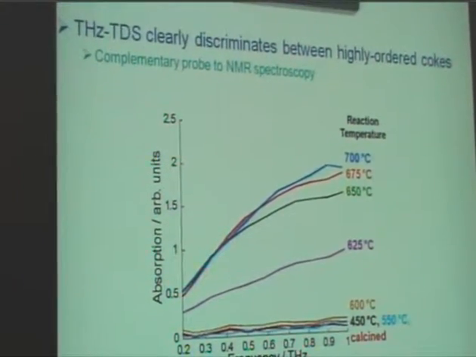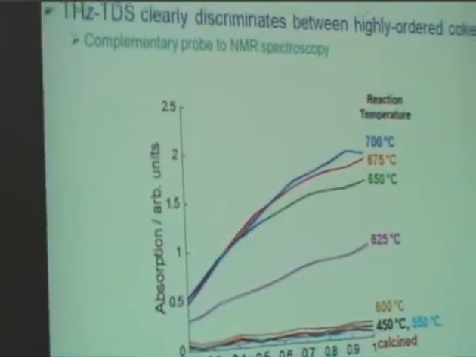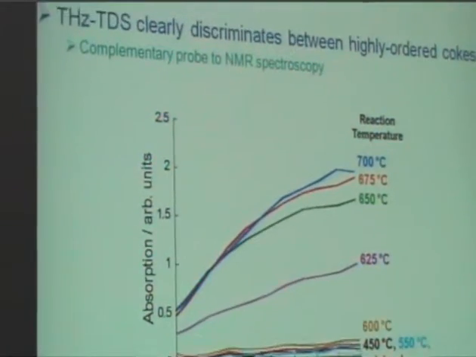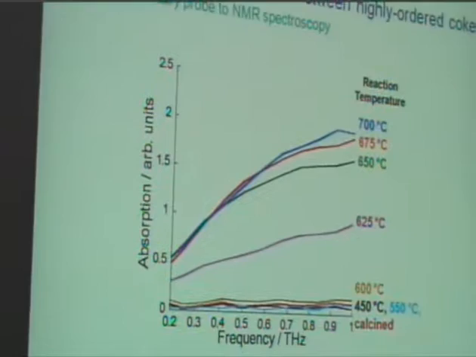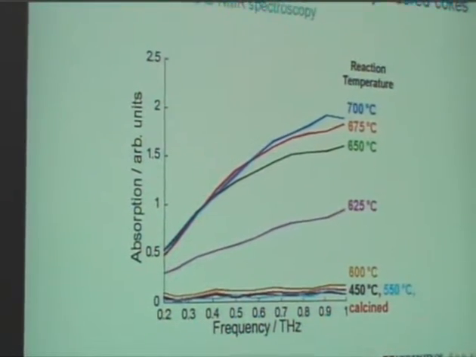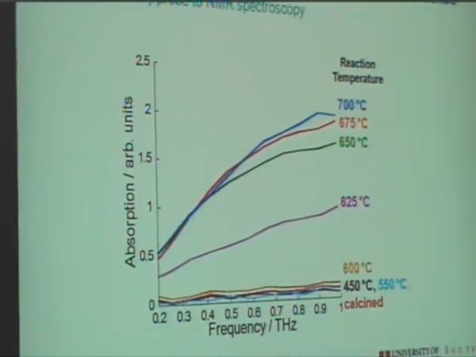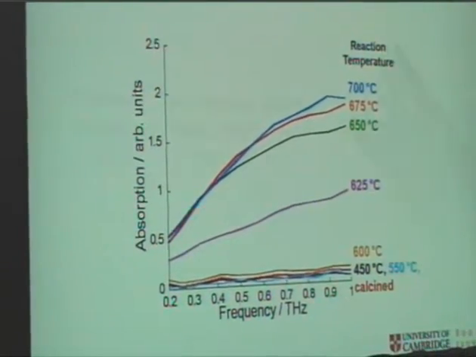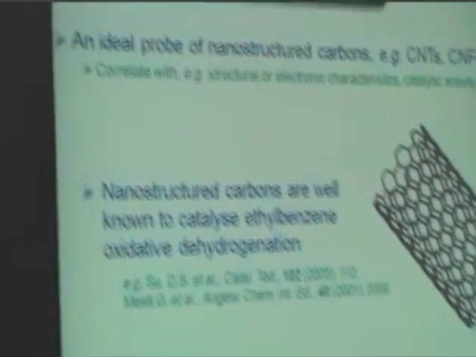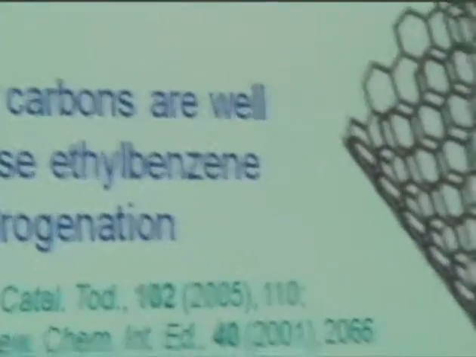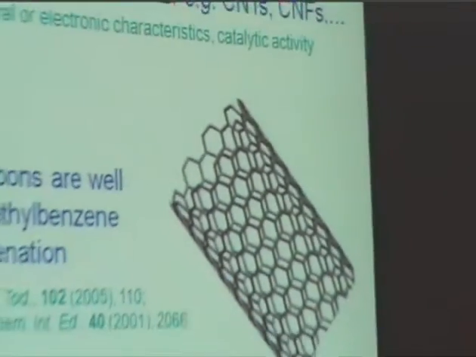Above this temperature, however, the cokes that form actually become conducting. And you can't look at conducting materials by NMR, but that's where terahertz really comes into its own, and we're getting quite good discrimination between these carbons that form at the higher reaction temperatures. So having identified that terahertz is pretty useful for looking at these structured carbonaceous materials, we began to ask if we can then use it to look at things such as carbon nanotubes and carbon nanofibers.